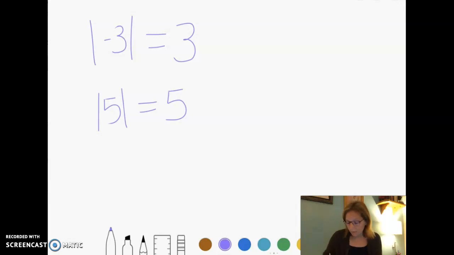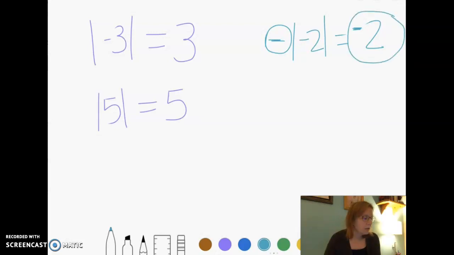unless there's a couple of exceptions. So if I have the negative absolute value of something, now the absolute value of -2 is +2, but because of this negative on the front, the negative goes back onto the answer. So be careful in those cases. All right.